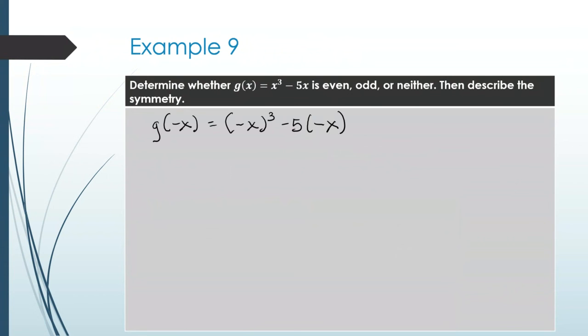Okay. So now I'm going to simplify the right side. When you cube a negative, your answer is negative. Any odd power with a negative gets negative. So that's going to be a negative, and then x cubed. Then negative 5 times negative x. Those negatives cancel, we get 5x. So I have negative x cubed plus 5x, and that's g of negative x.